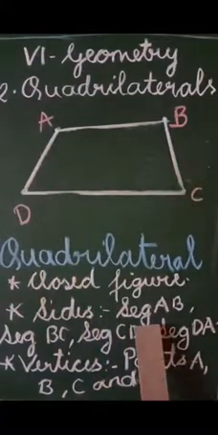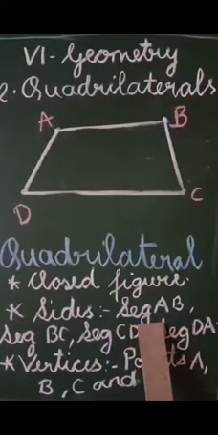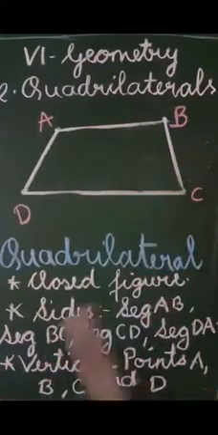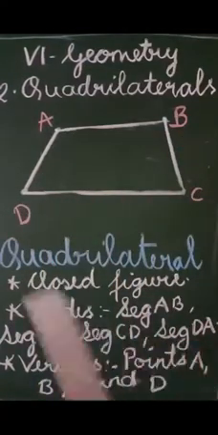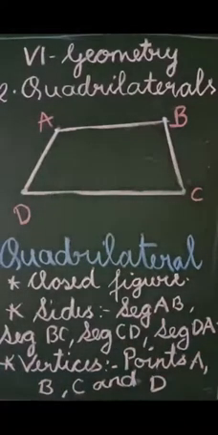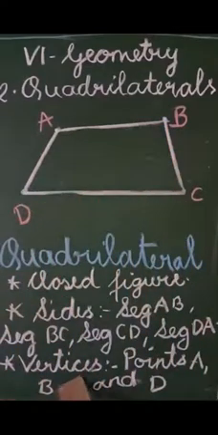So here I have written the sides, the same thing. What are the sides of a quadrilateral? Seg AB, it is here. Seg BC, here. Seg CD, here. And seg DA is here. So the 4 line segments of a quadrilateral are called the sides of the quadrilateral. And children, the points A, B, C and D are called the vertices of a quadrilateral. So did you understand what is a quadrilateral?